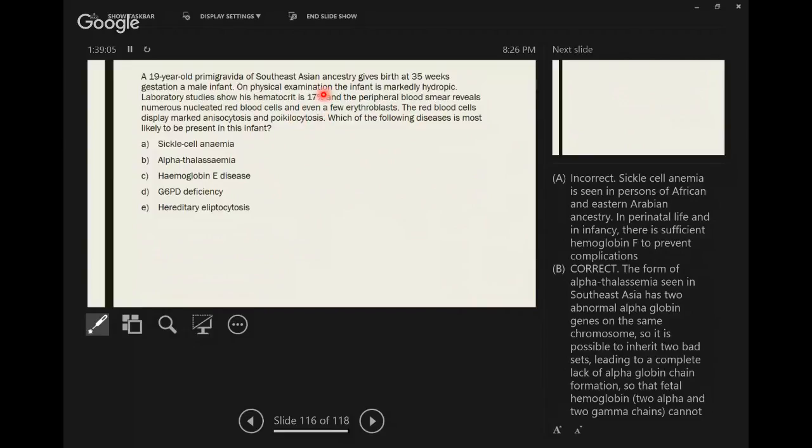Yeah, so hematocrit is 17%. So that's hugely low, and nucleated red blood cells and erythroblasts. So essentially the marrow is just not able to do its job, and the red blood cells look really messed up. So what is the most likely disease to cause that? Yeah, it's alpha thal.